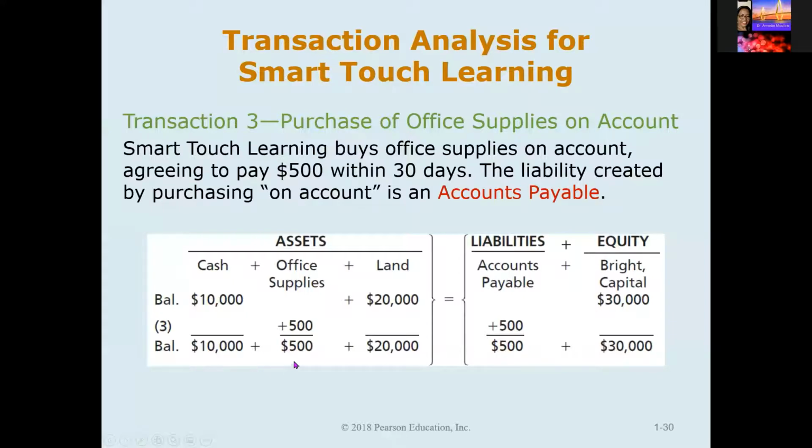$10,000 plus $500 plus $20,000 will give you $35,000. And here you have on the right side the liability, $500, plus owner's equity, $30,000. So assets, $35,000, is equal to liabilities plus equity. $35,000 is equal to $35,000. So you see that the accounting equation, assets equal liabilities plus equity, is in balance.